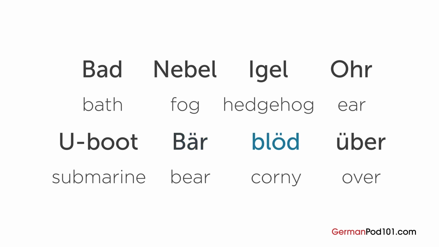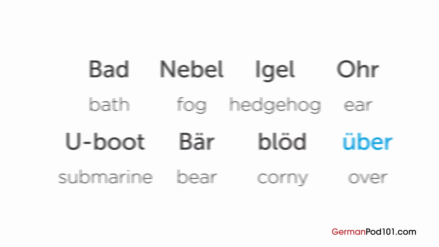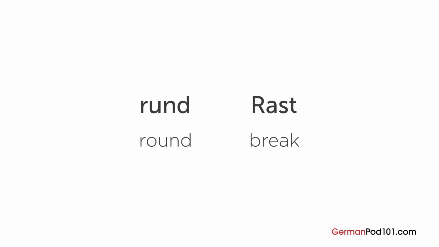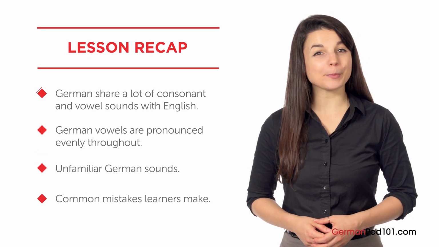Bär, blöd, über. Another challenging sound is the German guttural R sound. Rund, Rast. You want to produce the sound at the back of your throat, as if you're gargling water. Try it. R, R. Well done! In this lesson, you were introduced to German pronunciation.